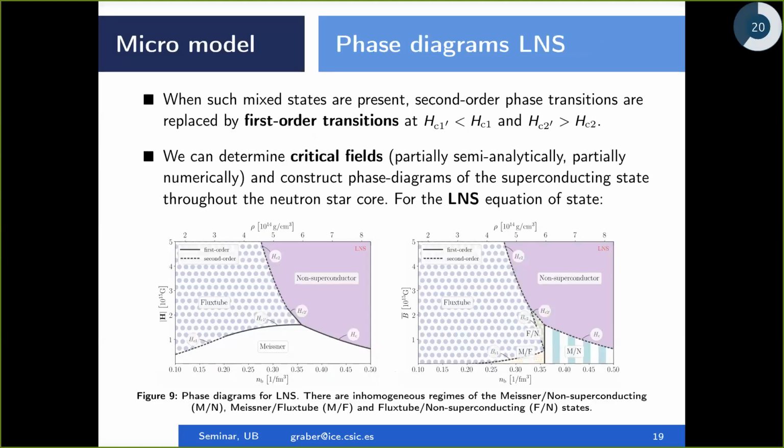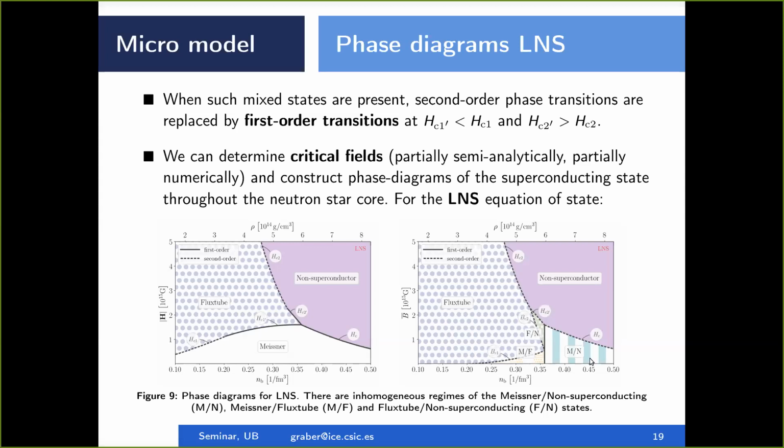All right, so essentially what happens if I have these mixed states is that the second order phase transitions that I would typically have are replaced by first order phase transitions at different fields. And we can calculate these critical fields partially semi-analytically, partially numerically from the curves that I just showed you. It's a little bit of a hassle, but in principle, we can do this at each density and construct these phase diagrams for the superconducting state throughout the neutron star core.